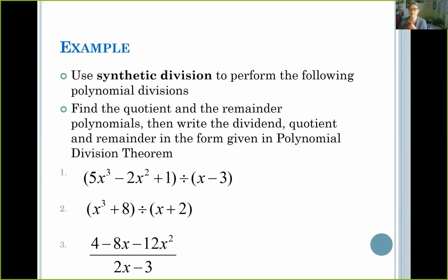Let's start with the top one. We're going to take 5x to the third minus 2x squared plus 1, and we're going to divide by x minus 3. So 5x to the third minus 2x squared plus 1 divided by x minus 3. Okay, we're dividing by x minus a number, so that number goes in the box.